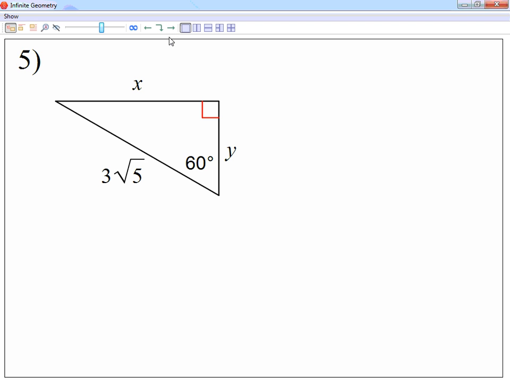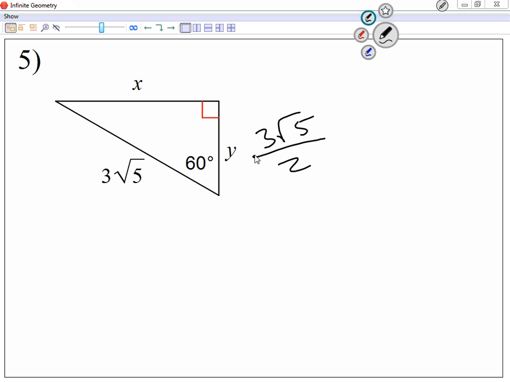Take a look at another example, 5. This is the hypotenuse, right? 3 radical 5 is the hypotenuse. So for me to get y, I'm going to go 3 radical 5, which is what I had to begin with, divided by 2. When I look at my whole numbers, 3 over 2, that's as simple as I can go. Right? So my fractions have to be simplified, my radicals have to be simplified, and no radicals at the bottom. But we're good. So y is 3 radical 5 over 2.